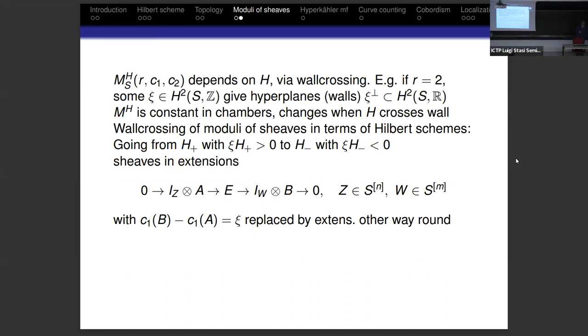So now I want to just say a few things. For instance, such a moduli space, for rank r at least two, will depend on the ample class H. There is a system of walls and chambers. So for instance, the rank is equal to two.